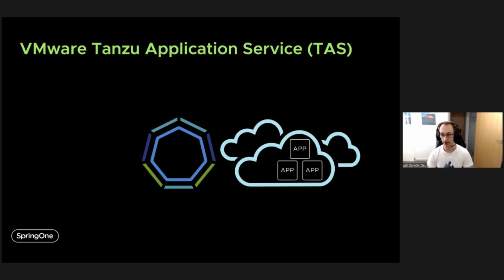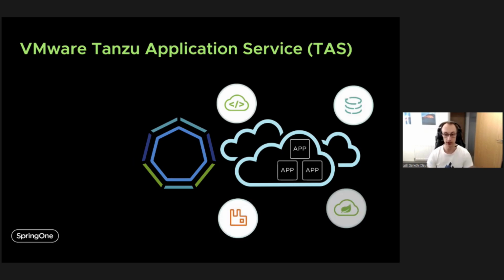Alongside applications, another important part of the platform is integration with services. So Tanzu Application Service presents services to developers through a browsable marketplace. And with the CF create service command, you can create instances of those. And those services could be databases, they could be message queues, or in our case, our Spring Cloud Gateway.